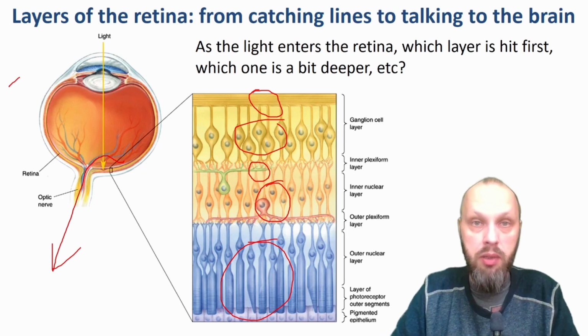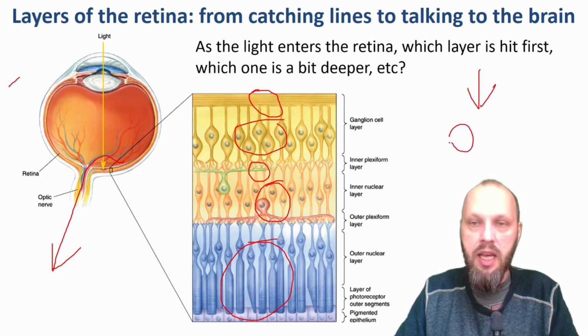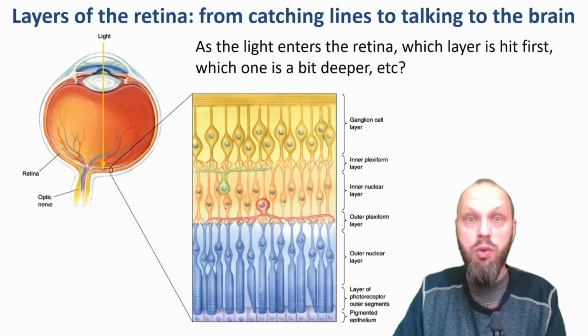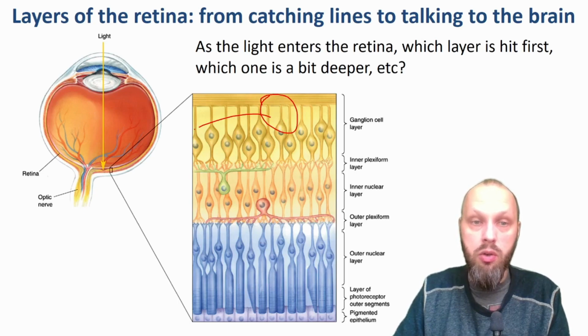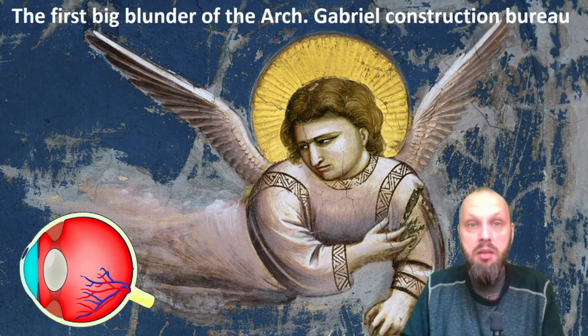If you try to again play Archangel Gabriel and reverse engineer the eye, you would think, okay, the light is coming, so let's detect it with some receptors, and then let them talk to some neurons, and maybe they will talk to some other neurons, and they would send information to the brain. That's how it should be, but the thing that we have is the reverse of that. First neurons talking to the brain, then some other neurons talking to these neurons, and then the receptors, the last. That makes no sense.